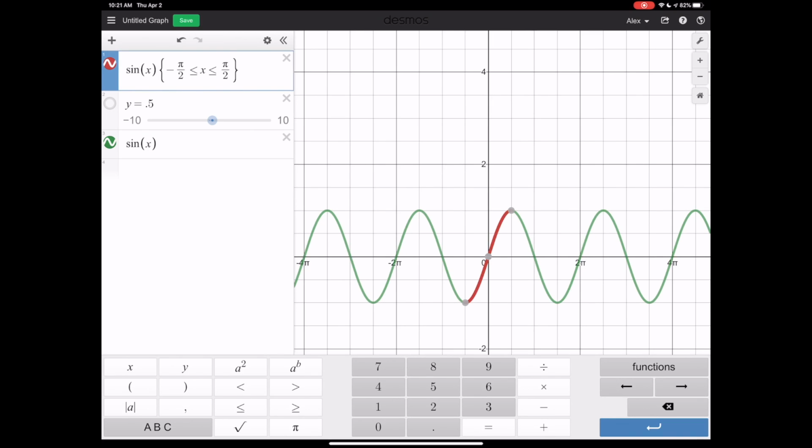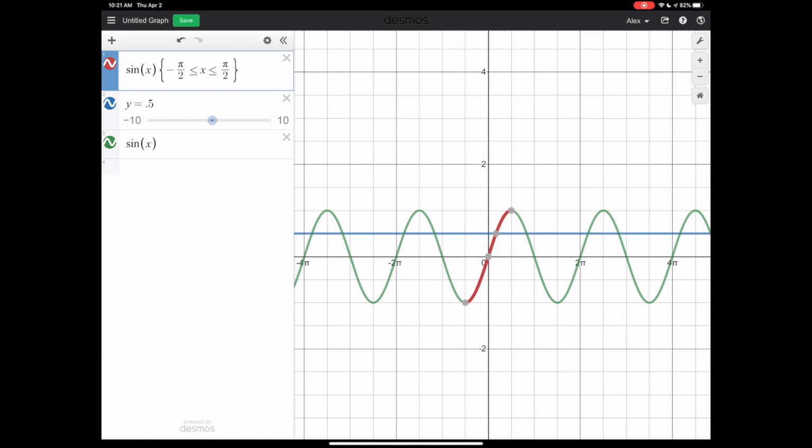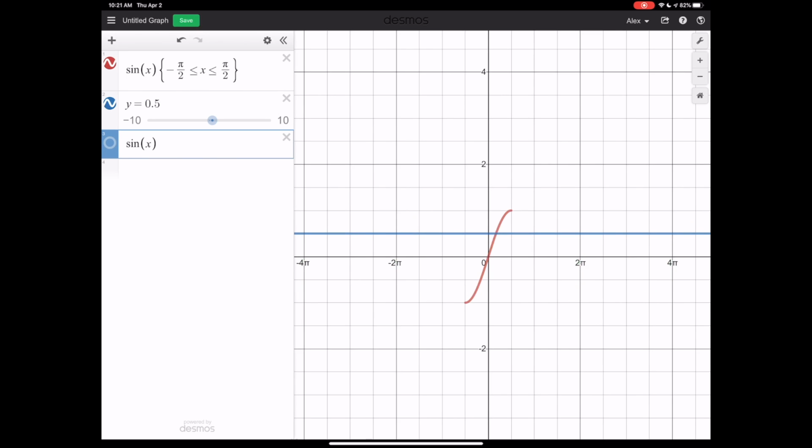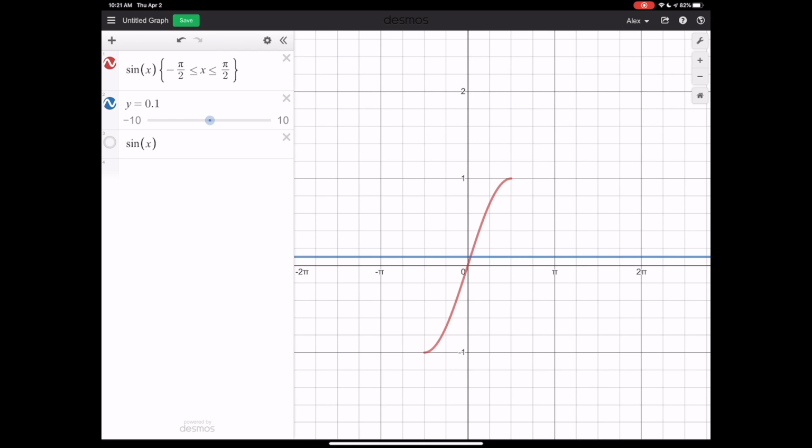Here's that little sliver, so you can see just that little piece of it. If I put this horizontal line back in, notice that as I scan through, for the red, I'm only going to hit it once, but for the green, I'm hitting it infinitely many times. So once I take away the rest and I'm only focusing on one min to a max, I'm only hitting the graph once. And therefore, this part of sine now has an inverse that is a function.